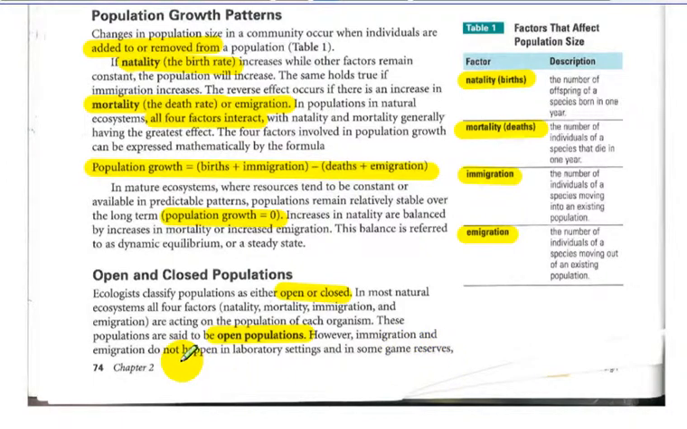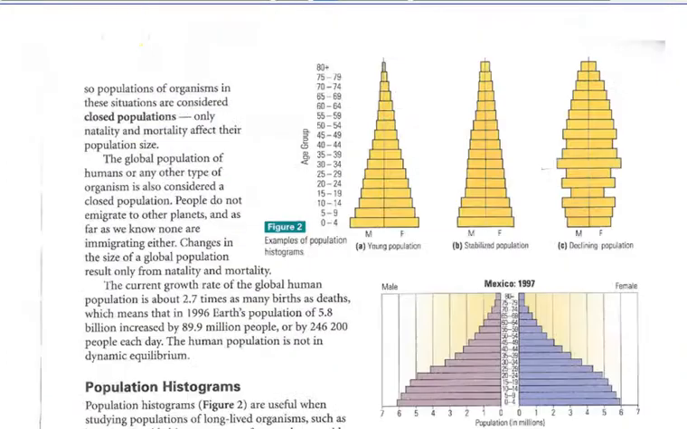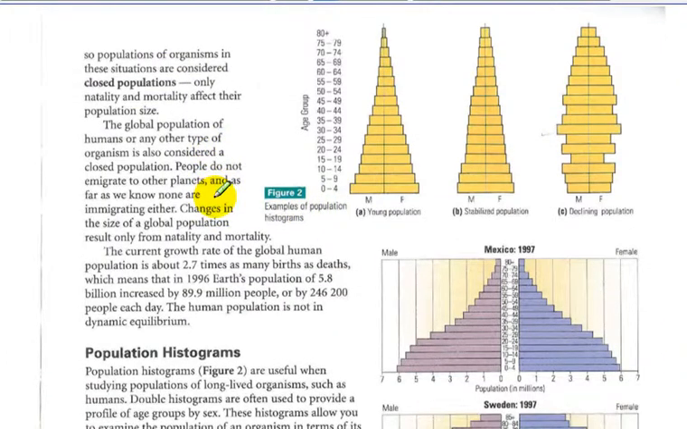However, immigration and emigration do not happen in laboratory settings or game reserves or zoos. I suppose that the emigration is controlled in zoos. So populations of organisms in these situations are closed, and only births and deaths affect population size. Okay? The global population of humans or any other of the organisms is also considered a closed population. People do not emigrate to other planets, and as far as we know, none are immigrating either. Changes in the size of a global population result from only births and deaths, natality and mortality.